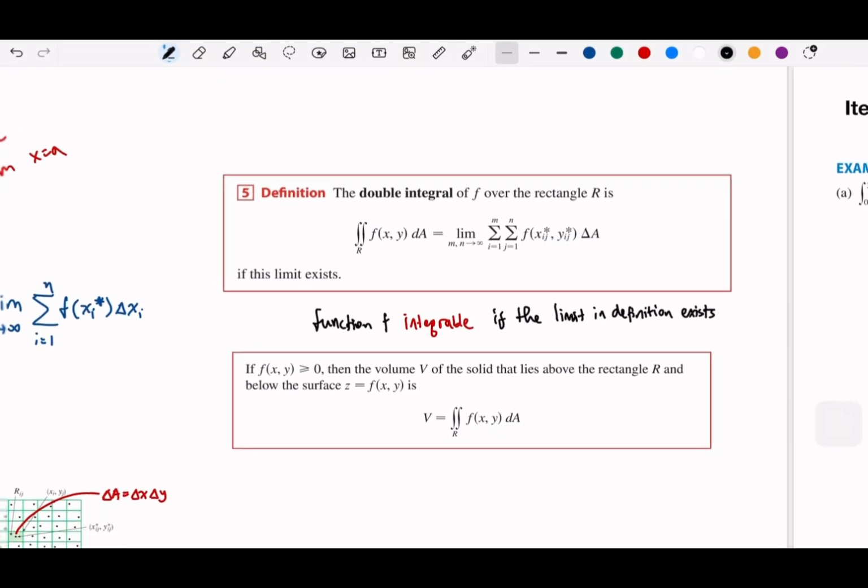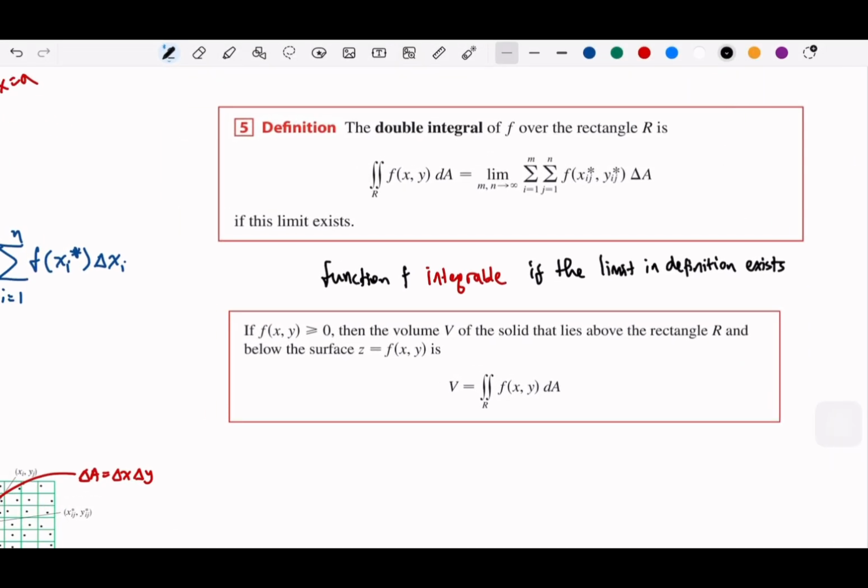Okay, so let me rephrase that: the function f is integrable if the limit definition exists, and based on what we have, the double integral is actually our volume, the volume above the region R and under the surface function z.